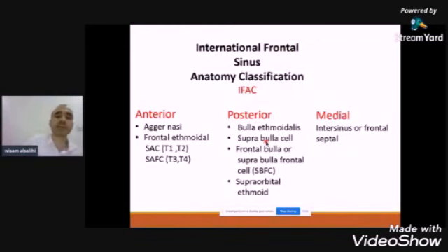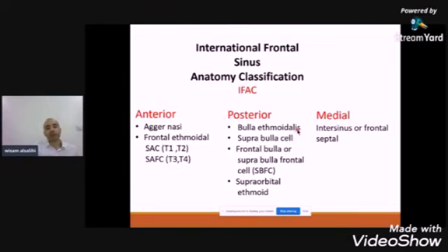Now the new classification system is the International Frontal Sinus Anatomy Classification (IFAC) system. There are anterior, posterior, and medial groups of cells. The anterior group includes the agger nasi cell, the frontal ethmoidal cell, and the supra-agger cell, which constitute T1 and T2 in the old classification, and the supra-agger frontal cell, which constitutes T3 and T4 in the old system.